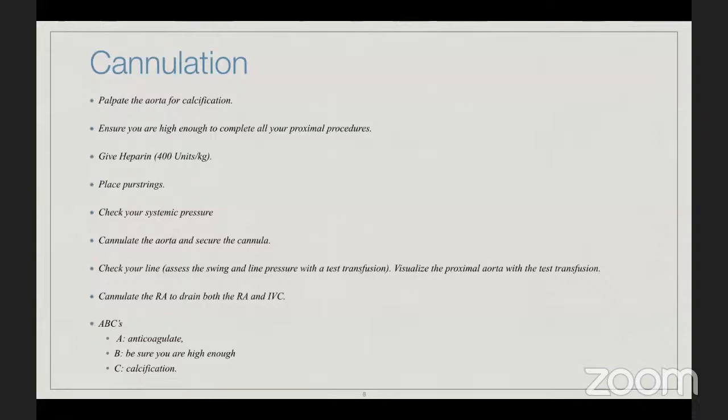Then you have to make sure you are adequately anticoagulated with an ACT of 400 plus. Then you place your purse strings, and check that your systemic pressure is low, with the mean blood pressure ideally less than 70 but not less than 65. And then you cannulate your aorta. Usually you will choose a size of 21 or 24 French and secure your cannula. How would you secure your cannula in place?